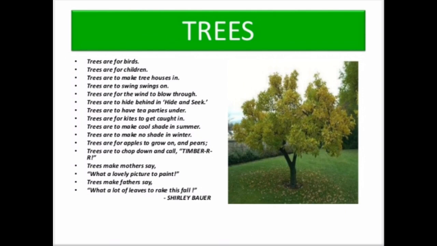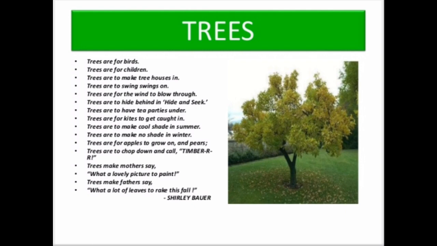Now, first of all, let's read the entire poem, then I'll explain you line by line, right? Trees are for birds, trees are for children. Trees are to make tree houses in. Trees are to swing swings on. Trees are for the wind to blow through. Trees are to hide behind and hide and seek. Trees are to have tea parties under. Trees are for kites to get caught in.